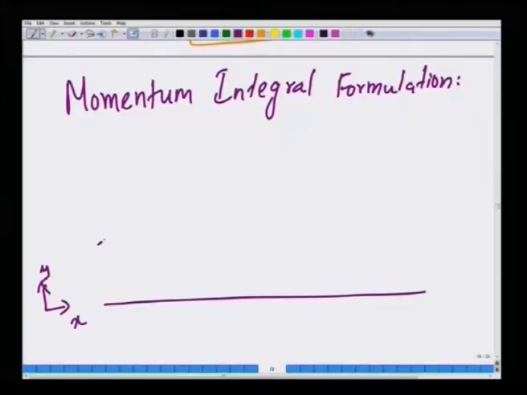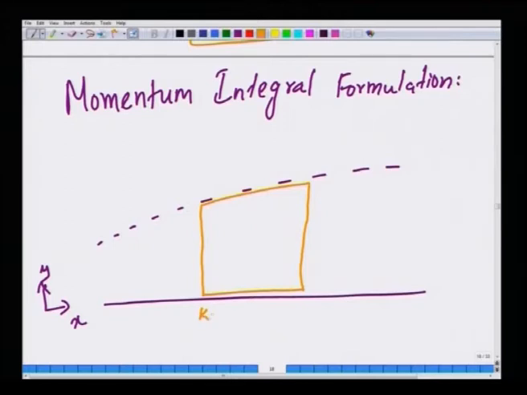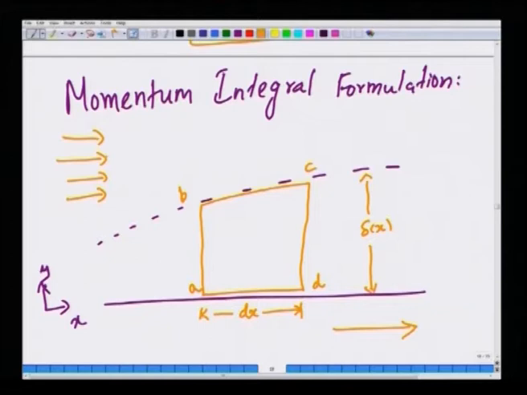Now, I am going to consider a control volume, a differential control volume, and do a momentum balance about it. Okay. The control volume is like this, okay, of length dx. Now, let us call this face A, B and C and D, and the boundary layer thickness in general is a function of the distance along the flow direction. So, flow is like this, and this is my control volume A, B, C, D.